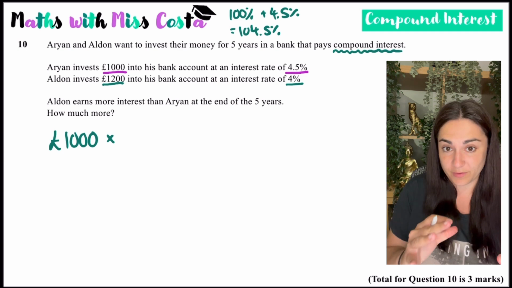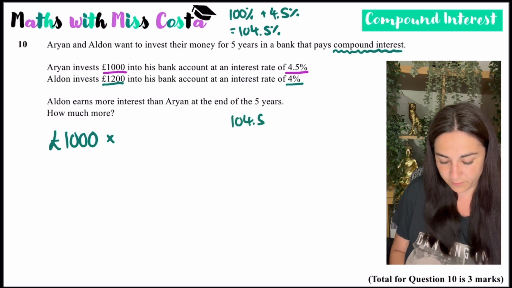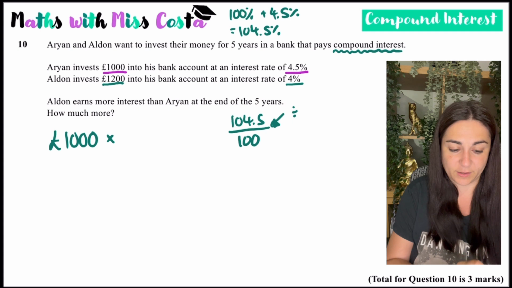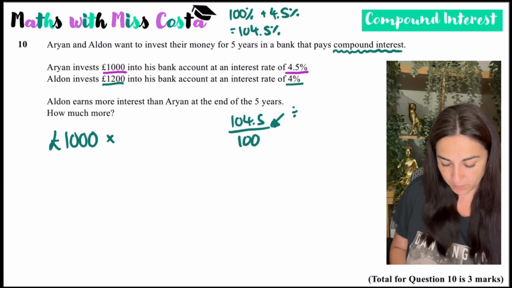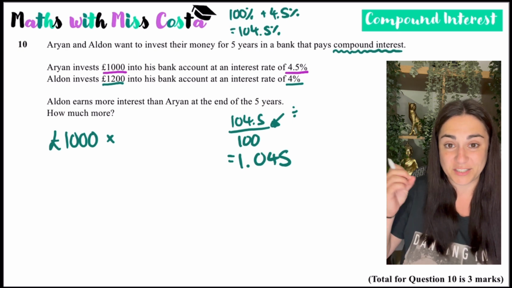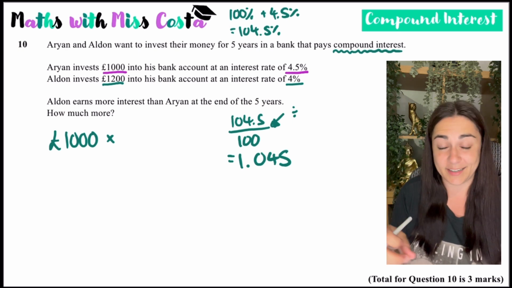And what does 104.5% mean? It means 104.5 divided by 100. Remember, this line here means divide. So if you then divide that by 100, that tells you what your multiplier is. So your multiplier is 1.045. And that's why I really recommend using the calculator, even to do the simple additions, because so many people just accidentally write 1.45.